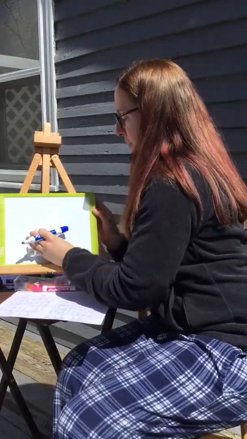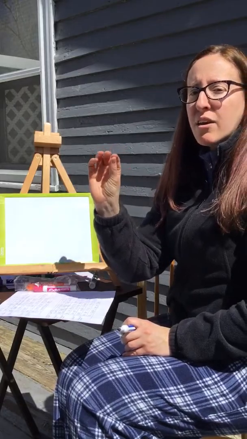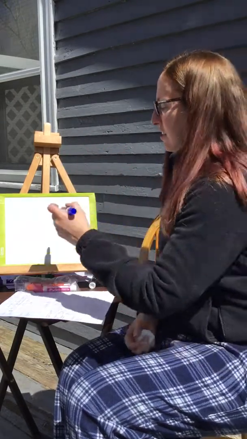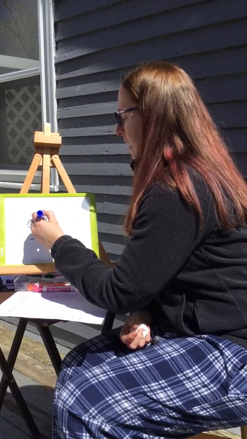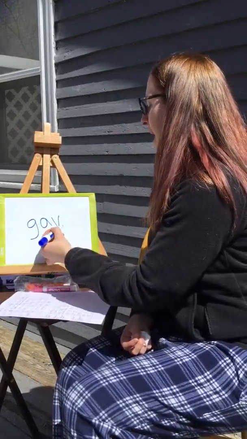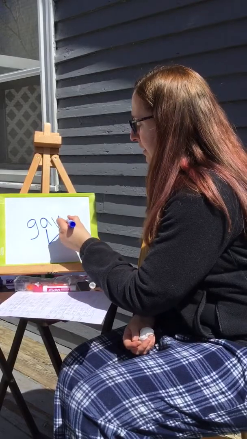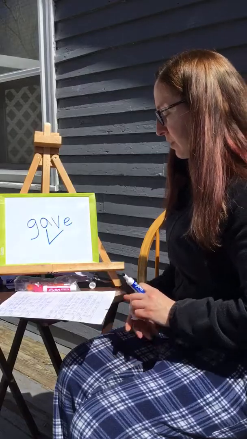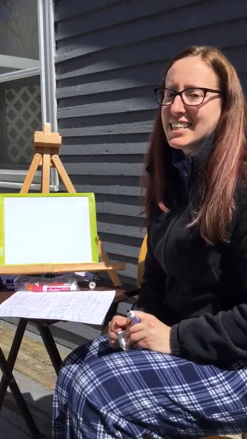Let's spell another word. Say gave. Tap gave. G-ave. Let's write the sounds. Well, I know this says g-ave. I want A to say A. So I need the silent E to make gave.